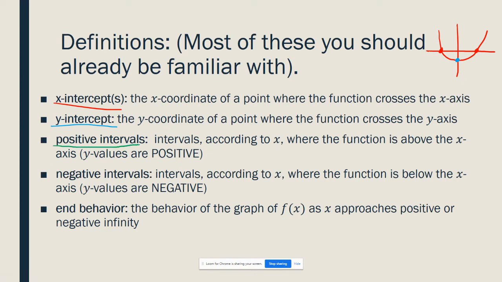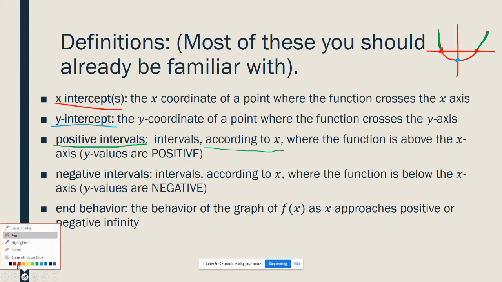Positive intervals of a function are the intervals according to x where the function is above the x-axis, or where the y values, or the output values, are positive. So this up here would be where the graph is positive. And on the next slide, we'll talk about how we write mathematically those positive intervals. But it's where the function is above the x-axis.